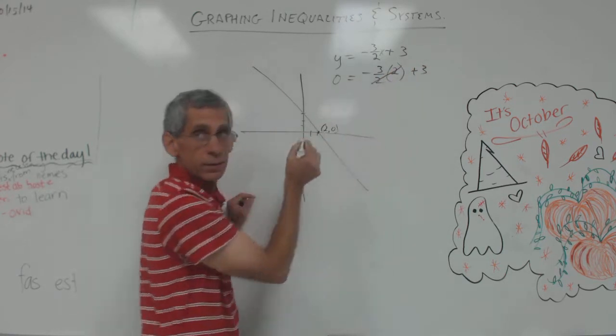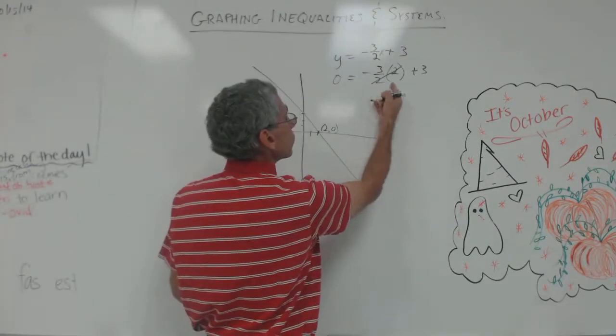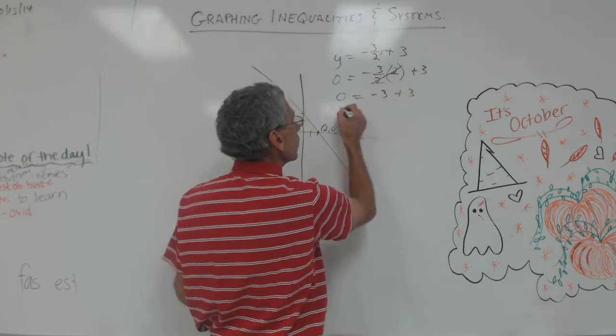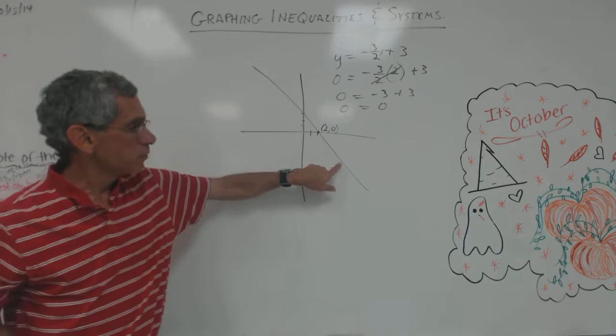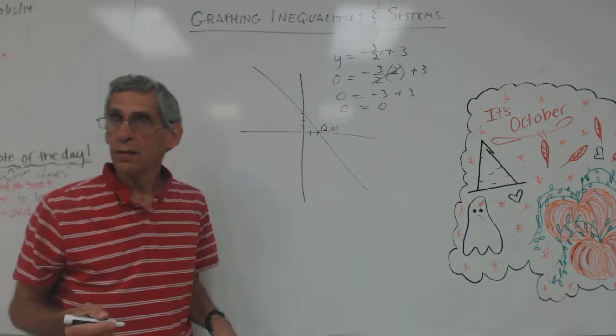So the 2's cross out. You guys all know that? I don't have to explain that at all. You guys get that, right? 2's cross out. So what I really have is 0 is equal to negative 3 plus 3. Is that true? 0 is equal to 0. Yes. That will always be the case when I do any point on this line, right?